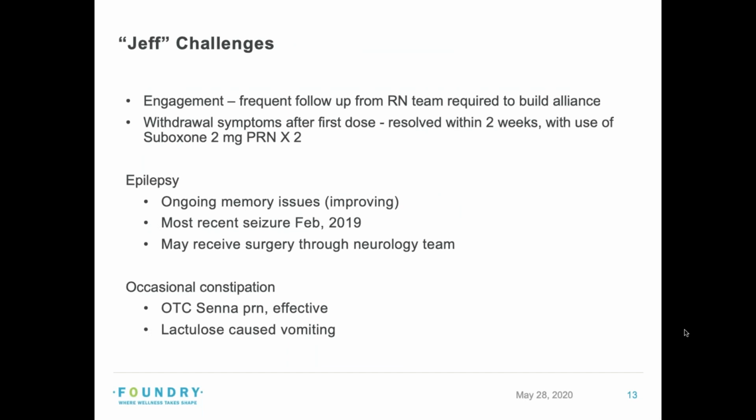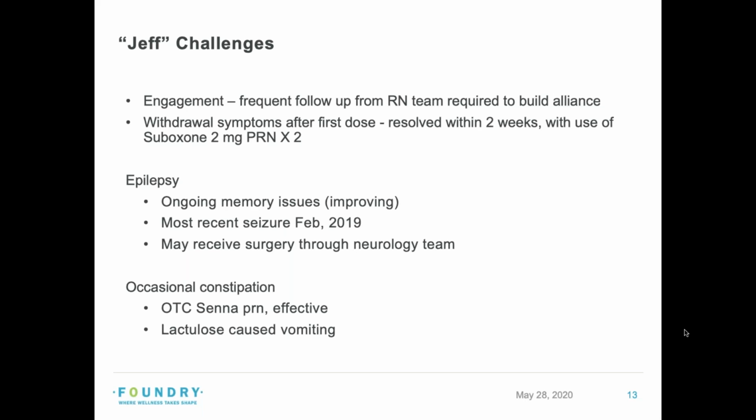So some of the challenges was early on engagement, just building some trust between Jeff and the RN team. I think this was one of the first times that he had engaged in an intensive service like this, and it took him a little bit of time to build trust, but he did warm up.